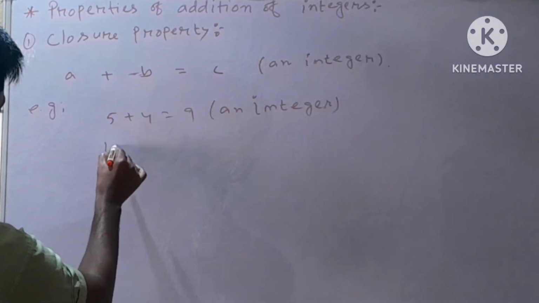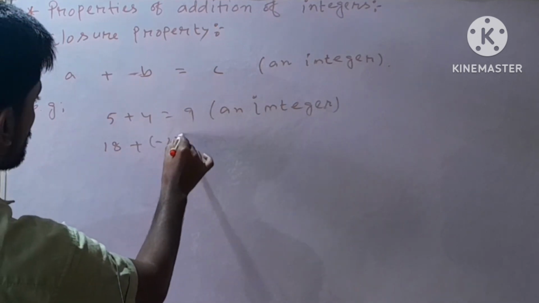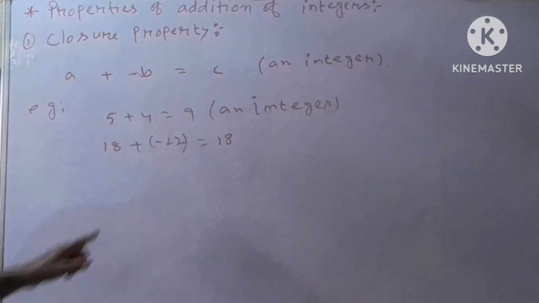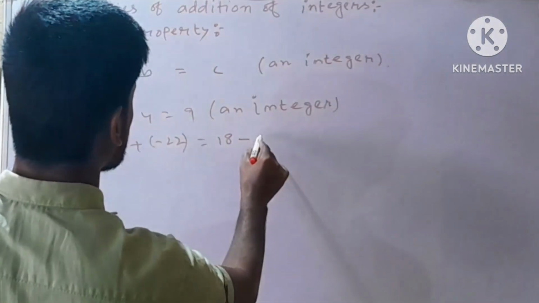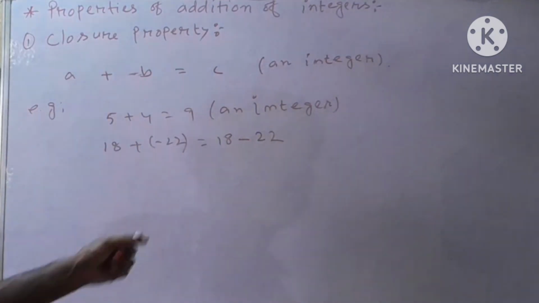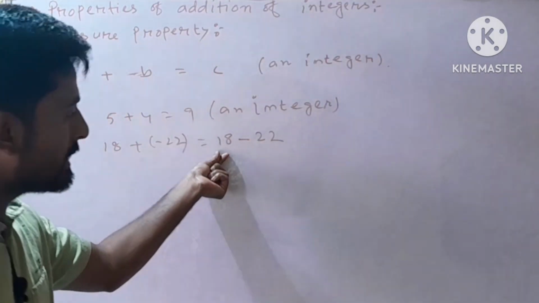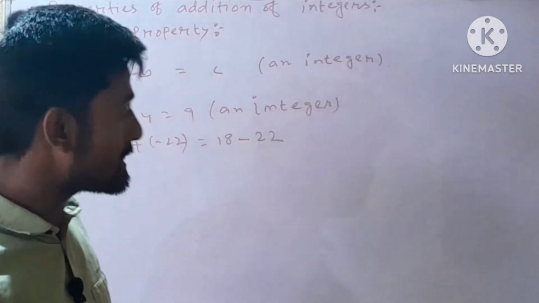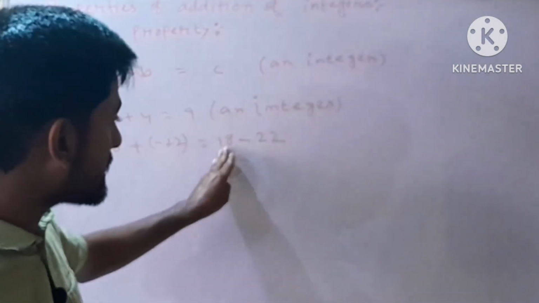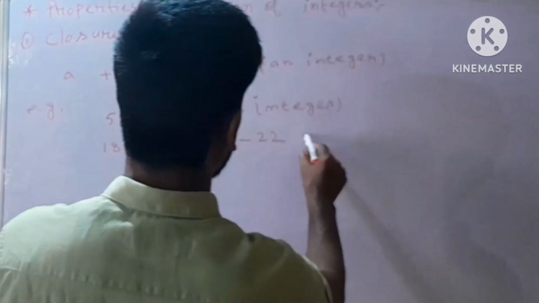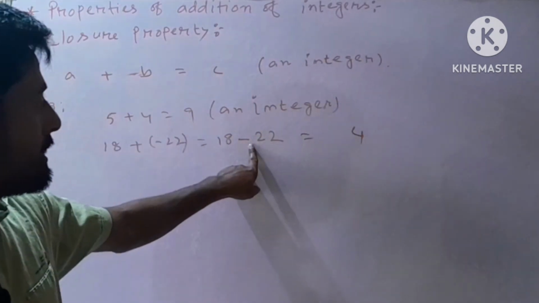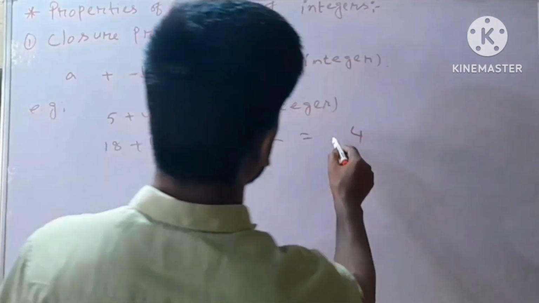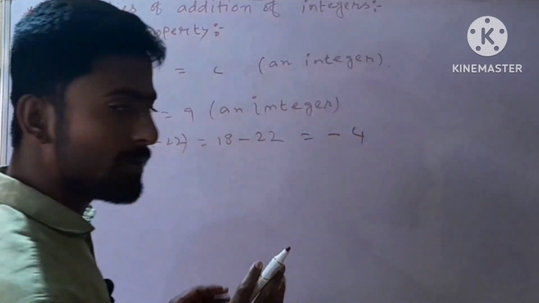Say 18 plus minus 22. So before 18 we have a plus sign, and before 22 we have a minus sign. So plus and minus will be minus. Therefore we have to subtract 18 from 22. So it will be 4. And since here before the larger number we have a negative sign, the resulting number will be negative. So minus 4 is also an integer.